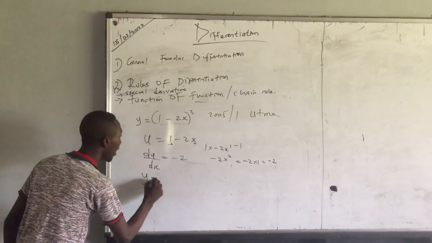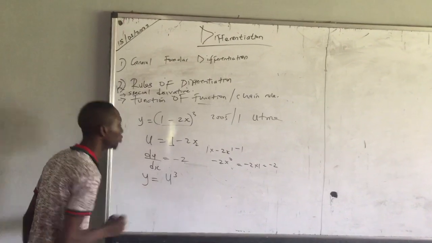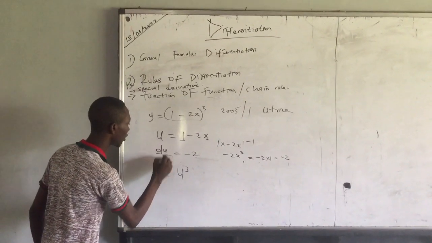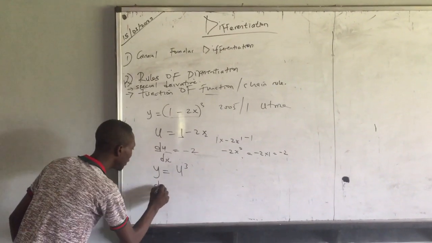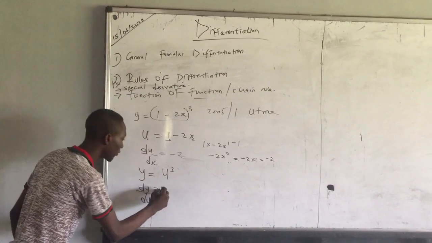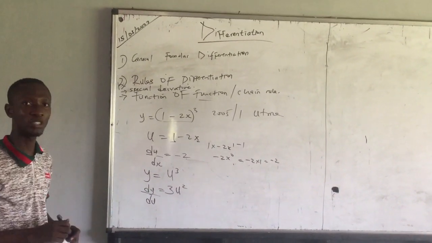Now what's next? Y equals to, now you know everything in the bracket is your u. So it becomes u what? Cubed. So now we have gotten here du/dx. Y becomes u cubed. So now we differentiate and divide by u, so multiply 3 with the u. I've told you, 3u squared, using the general formula of differentiation.